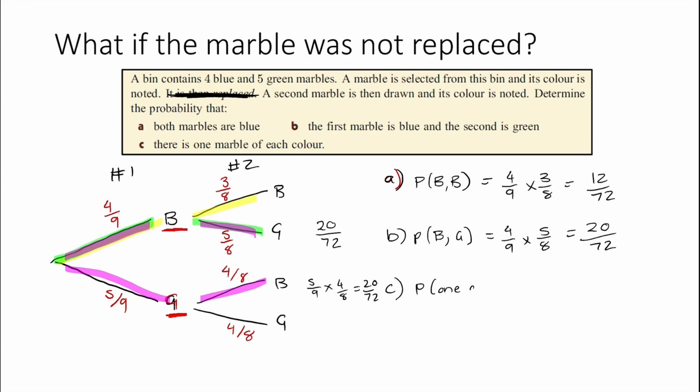So the probability of 1 of each, we need to add the probabilities of each of those branches. So we've got 20 over 72 plus 20 over 72, which gives me 40 over 72. So as you can see, if we're not replacing that marble before our second pick, that means our final answers are going to change quite substantially.